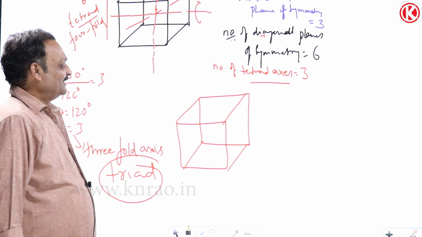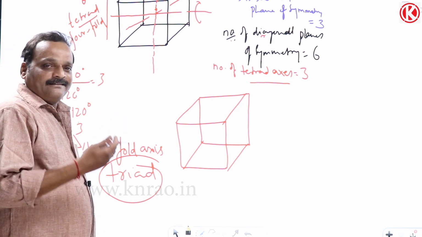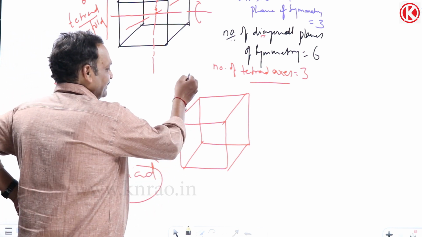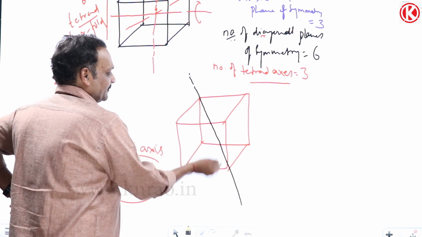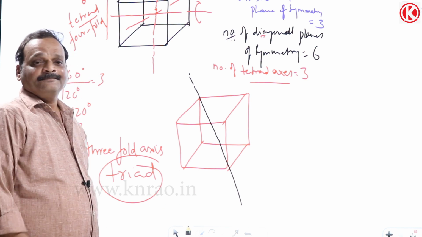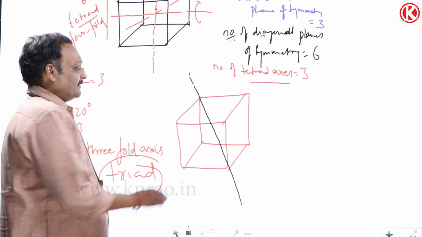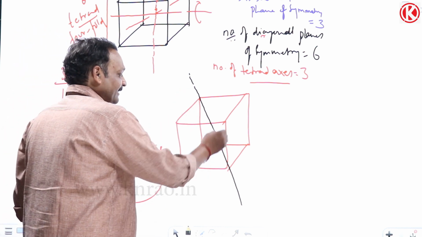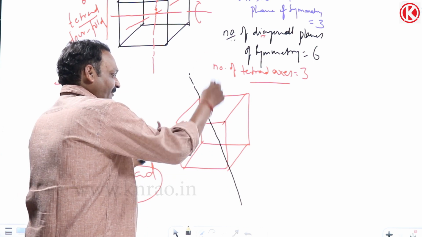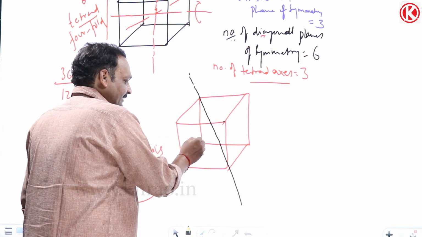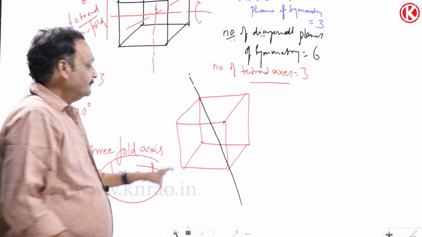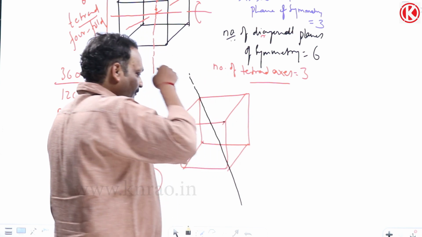So what is that? A 3-fold axis of symmetry means a line passing through the body center and through diagonal opposite corners. Diagonal opposite corners means it is this line, or imagine, I cannot draw it actually, it spoils the figure. One line passing through this edge and this edge. Now, you look at this edge, look through that edge.